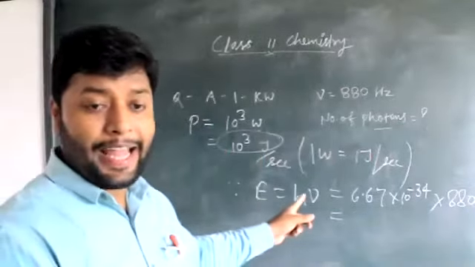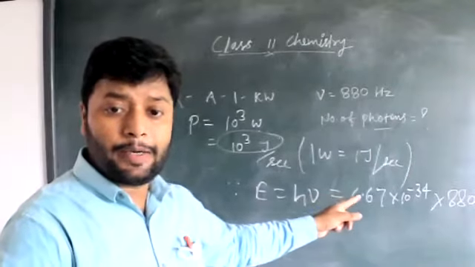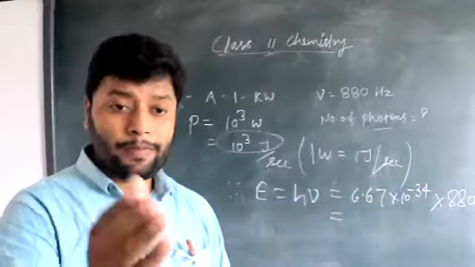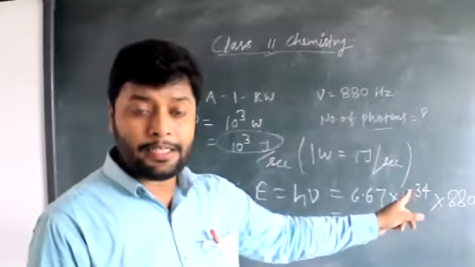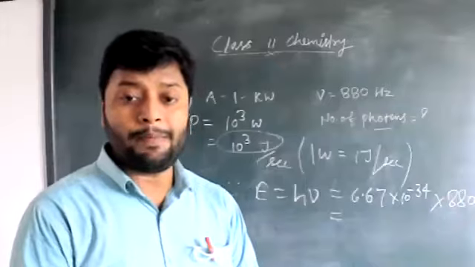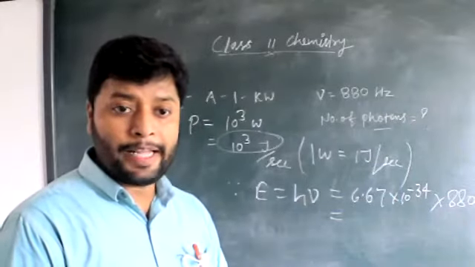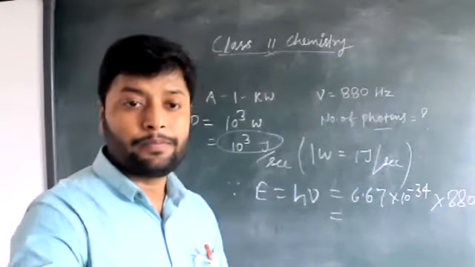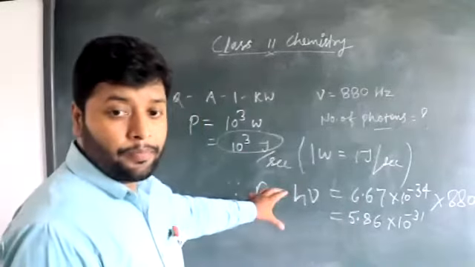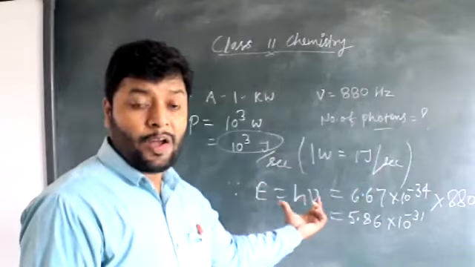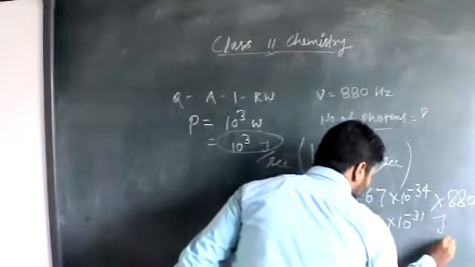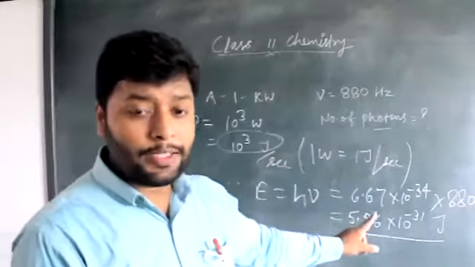The value of h, the Planck constant, is 6.67 times 10 to the power minus 34. The frequency value is given. You have to multiply it. So can anyone help me? Just multiply 6.67 into 880. What will be the value? Multiply fast. So class, on multiplication, now you have the value of h nu, and this value is in joule. So the energy of one quanta is this.